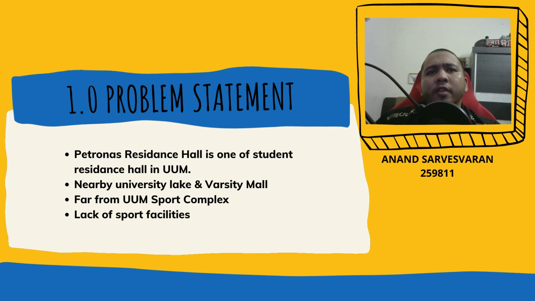Petronas Resident Hall is the student resident hall located on the main campus of UUM, Universiti Utara Malaysia. There are 4 buildings that students live in, separated by gender. The student resident hall is close to University Lake and the University Mall. Convenience for recreational students is non-existent as the area is small.